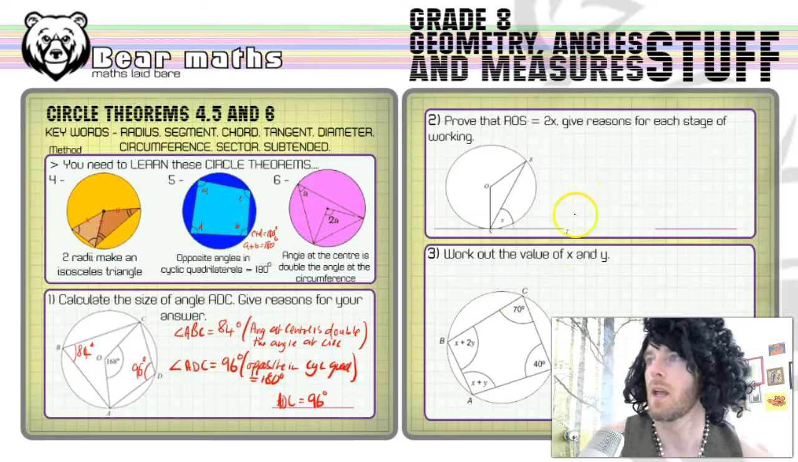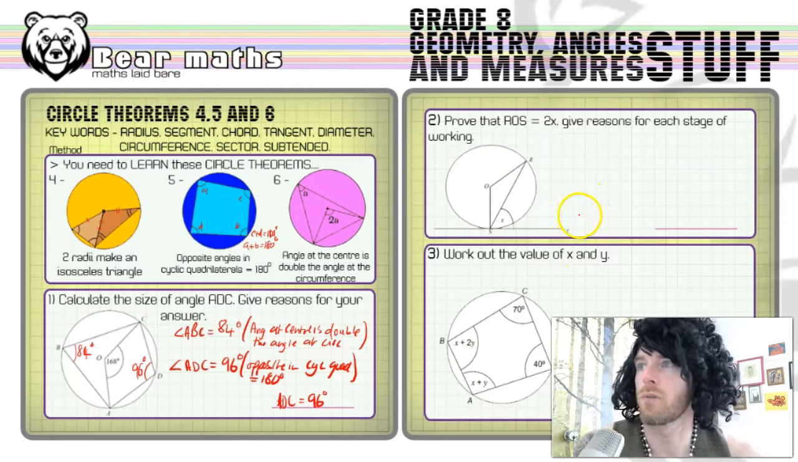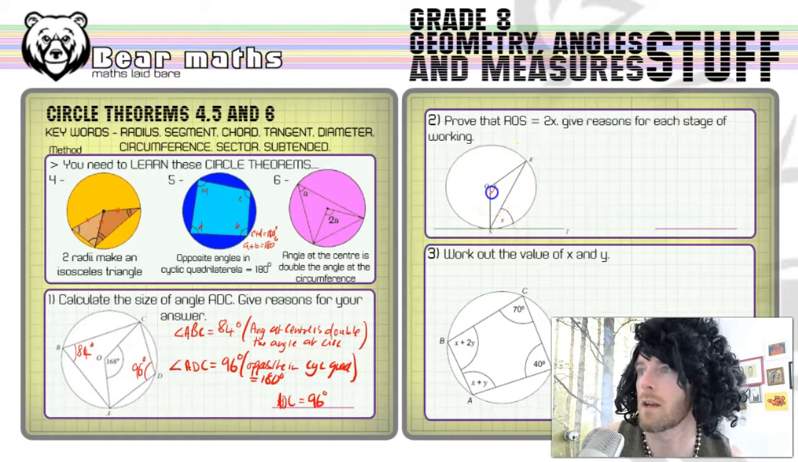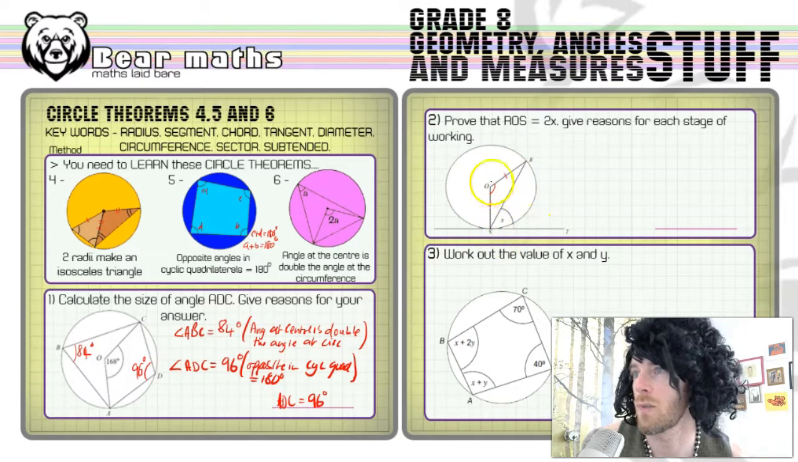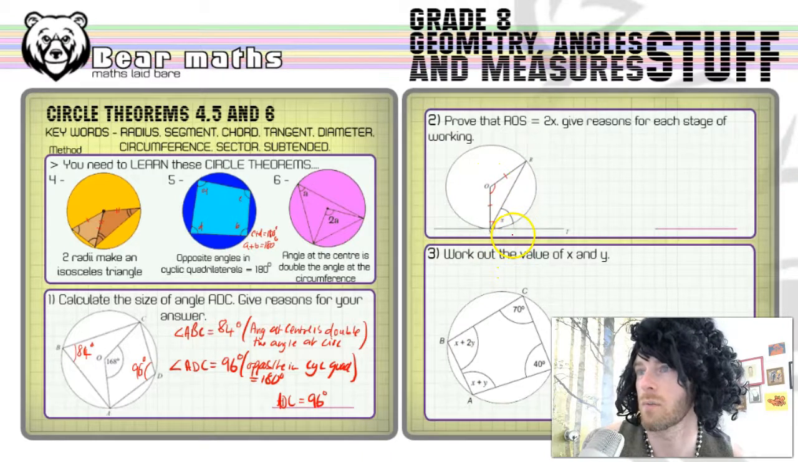All right. Now, in question number 2, we've got to prove that ROS equals 2x and give reasons for each stage of your working. So ROS is this angle here. This is a radius, this is a radius, so they are the same length as each other, so they are the radii of the triangle, okay? We've got a tangent that meets a radius at 90 degrees. All right, and a circle theorem that I introduced you to in the last video, I believe. Yes, it was circle theorem number 3.